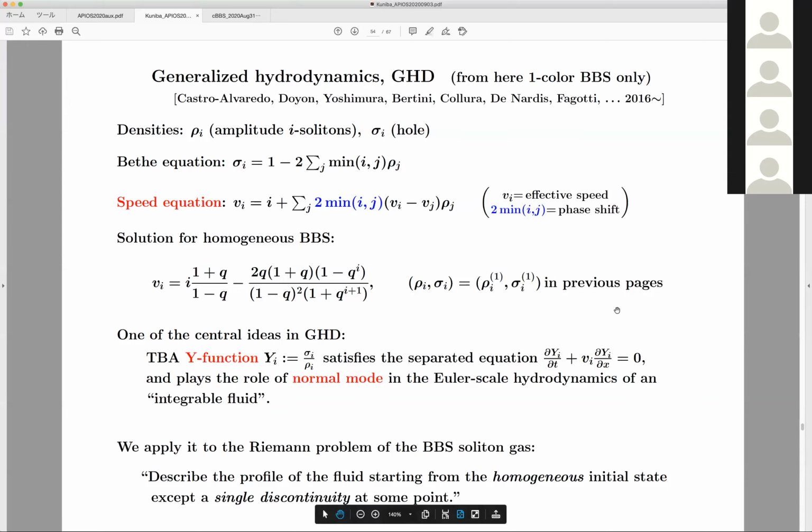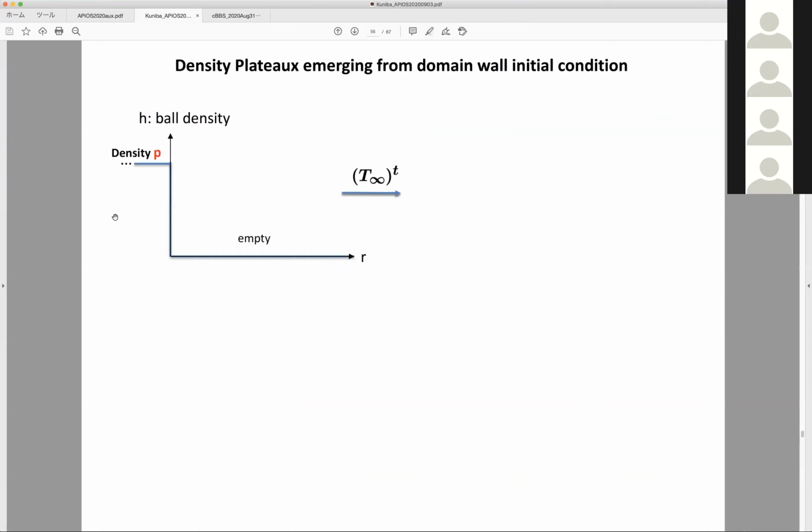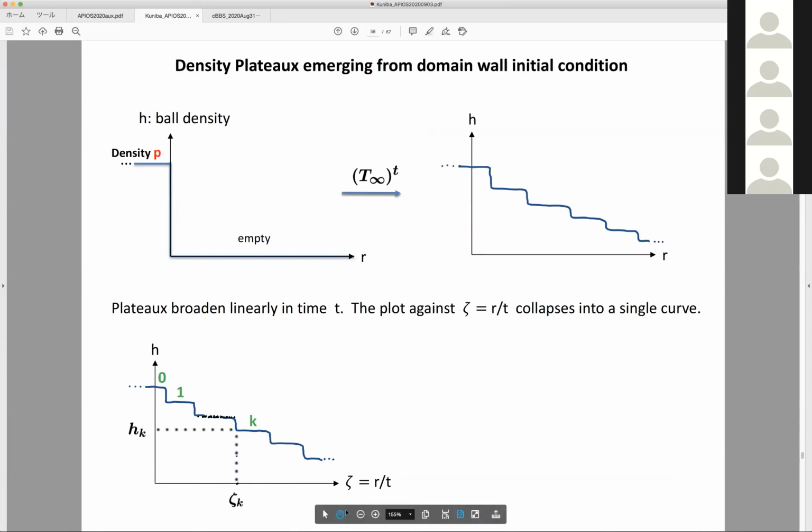So this is apparently split with respect to I, the amplitude of soliton I, but this VI also couples, and this YI also couples. So it is non-trivial to solve this equation, and I skipped a certain procedure, but if you apply the ballistic scaling, then X and T are reduced to a single variable zeta.